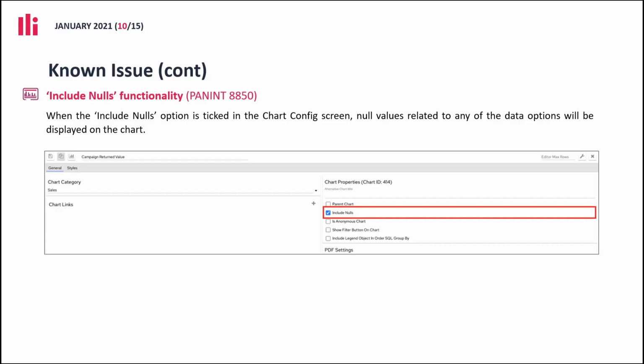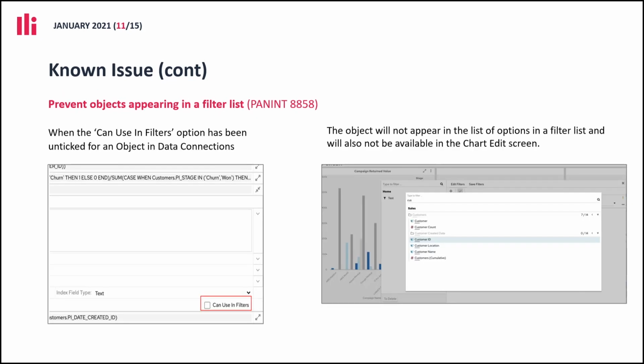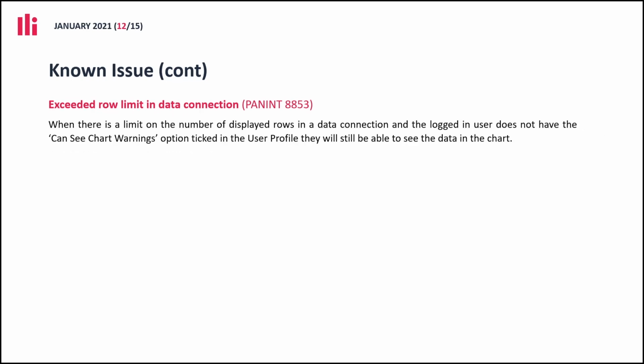When the Include Nulls option is ticked in the chart config screen, null values relating to any of the data options will be displayed on the chart. When the Can Using Filters option has been unticked for an object in Data Connections, the object will not appear in the list of options in a filter list and will also not be available in the chart edit screen.